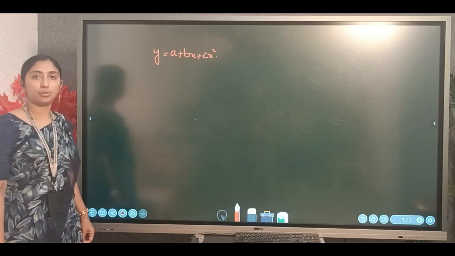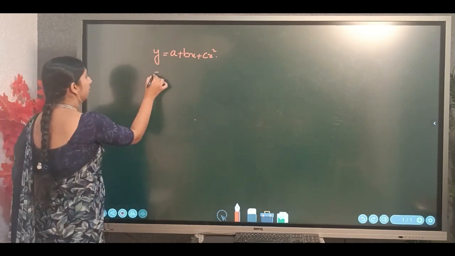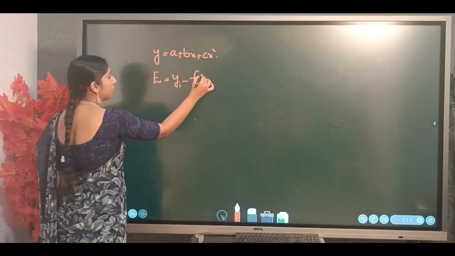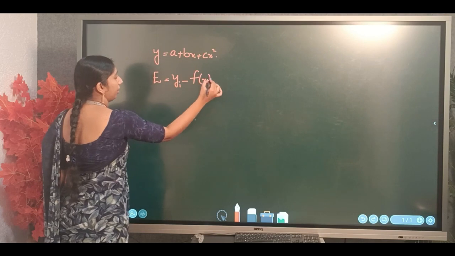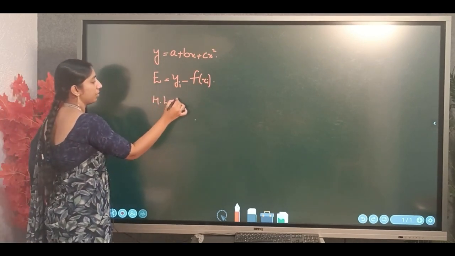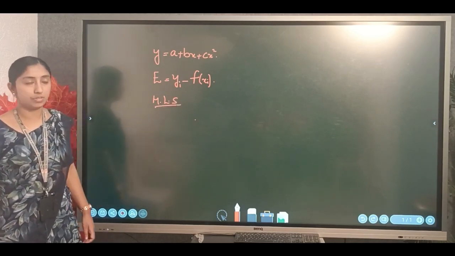And before going to that, you have to know the definition of an error. So error of approximation is nothing but the difference between the exact value minus the approximate value. And secondly, you have to know about the principle of the method of least squares. So what is the principle of the method of least squares? It means minimizing the sum of squared errors.